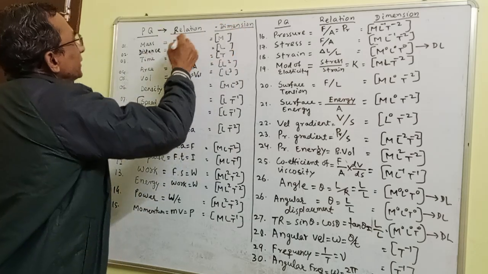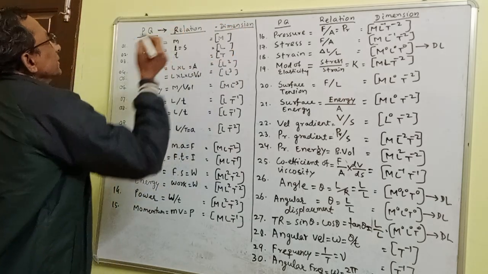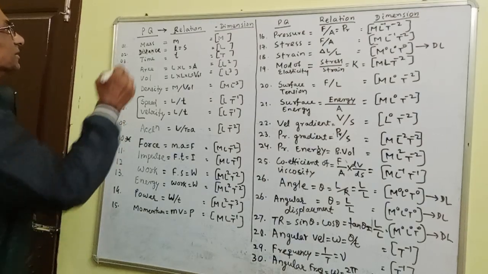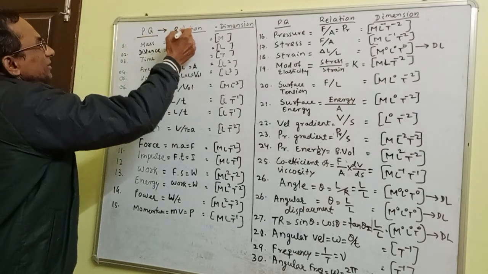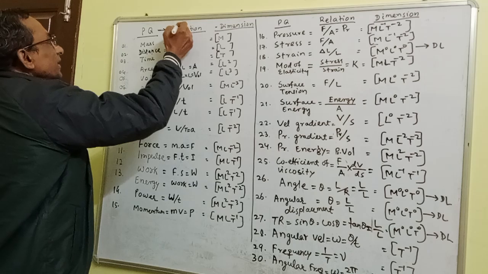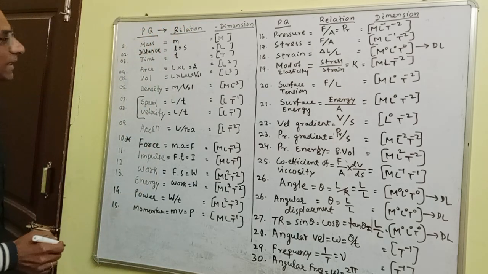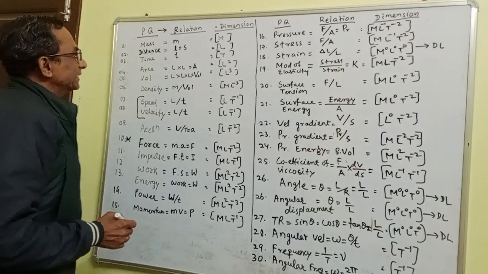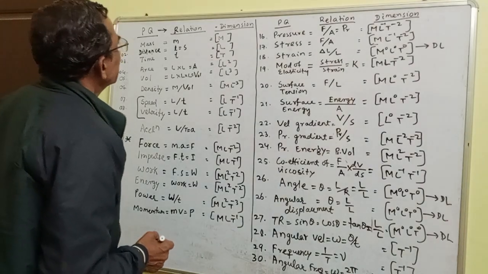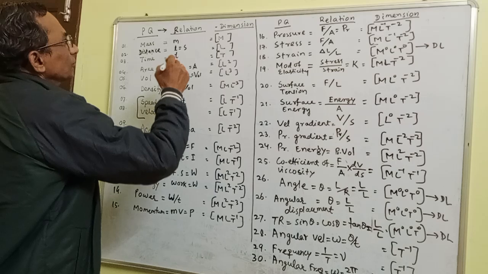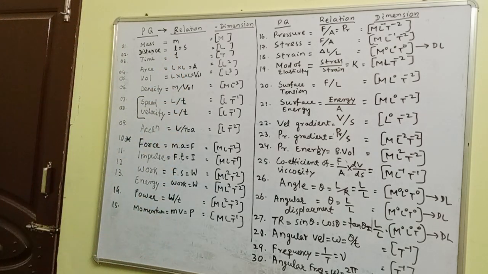आज हम कवर करेंगे डायमेंशन फॉर सम मैकेनिकल क्वांटिटीज। To find out dimension of any physical quantity, you have to find out its relationship with other physical quantities, or we say its formula, how it is related with other physical quantities. Correct? Then it will be easy for us to find out the dimension.